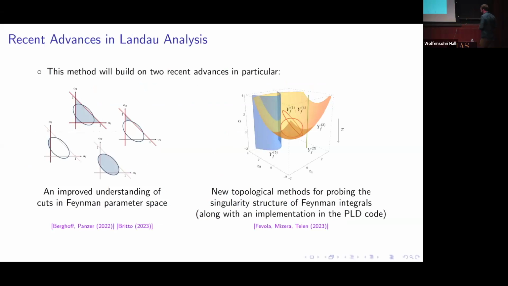So let me begin, though, by making clear our intellectual debts. The method I'll be describing builds heavily on 2 recent advances in the Landau analysis literature. One is an improved understanding of how cuts and discontinuities work in Feynman parameter space, and the other is a new understanding of how certain topological methods can be used to probe the singularity structure of Feynman integrals, along with an implementation of some of these ideas in the principal Landau determinant code by these authors.